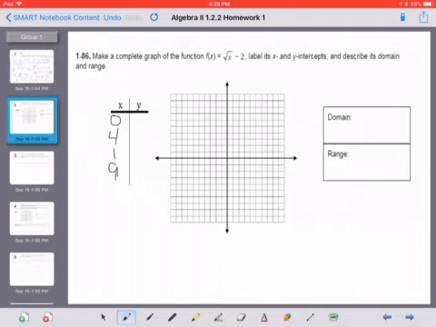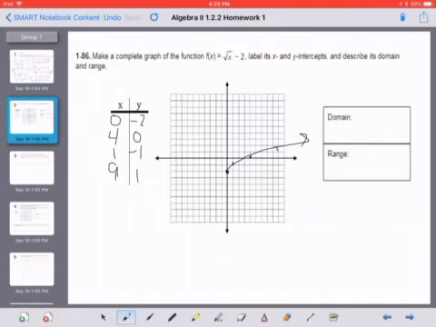So square root of 0 is 0, minus 2 would be negative 2. Square root of 4 is 2, minus 2 is 0. Square root of 1 is 1, minus 2 is negative 1. Square root of 9 is 3, it's going to be positive 1. So I would graph 0, negative 2, be right there. 4, 0. 1, negative 1, 9, 1. So my graph kind of goes up like this.